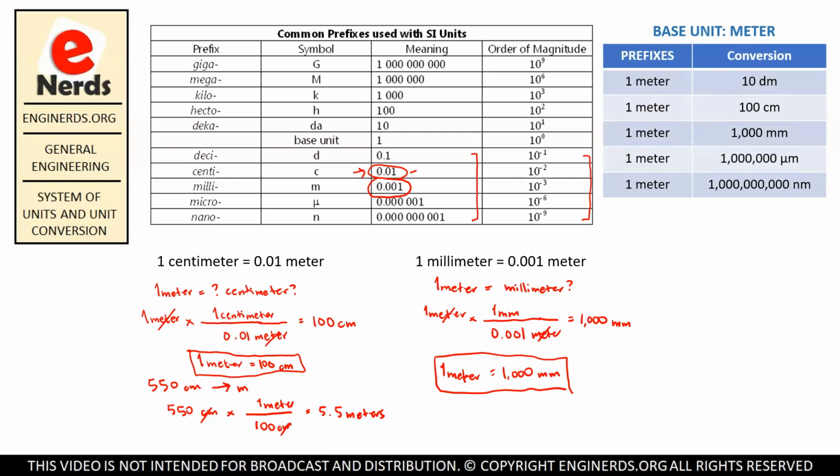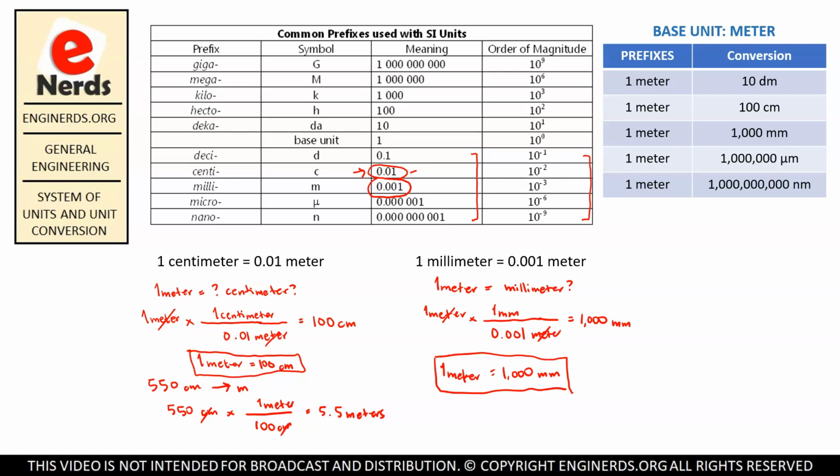So, ang prefixes natin for base unit na meter. Ang example natin dito, ang base unit natin is meter. So, 1 meter is equal to 10 decimeter. 1 meter is equal to 100 centimeter. 1 meter is equal to 1,000 millimeter. 1 meter is equal to 1 million micrometer. And 1 meter is equal to 1 billion nanometer. So, mas madaling gamitin to guys, kaya ito na lang yung tandaan ninyong conversion natin.